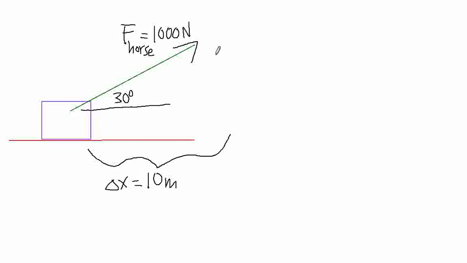So what is the work? The work is the component of the horse's force parallel to the displacement. So why don't I put little parallel symbols, two little parallel line segments.